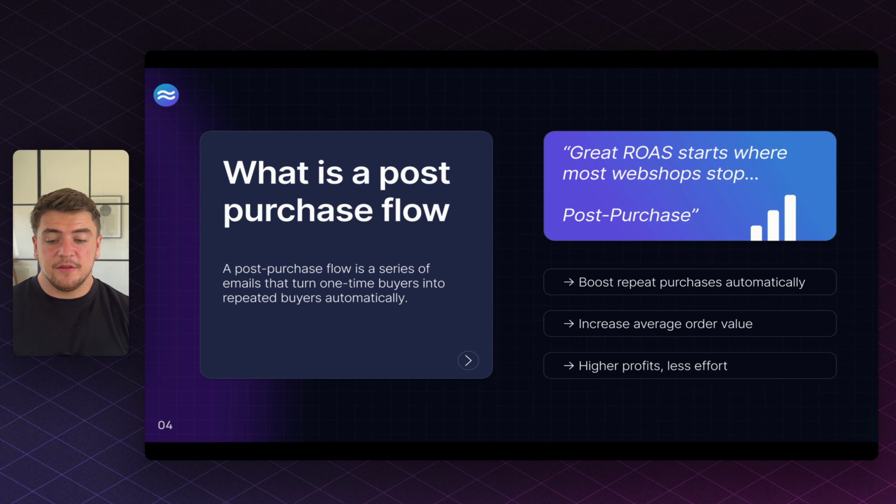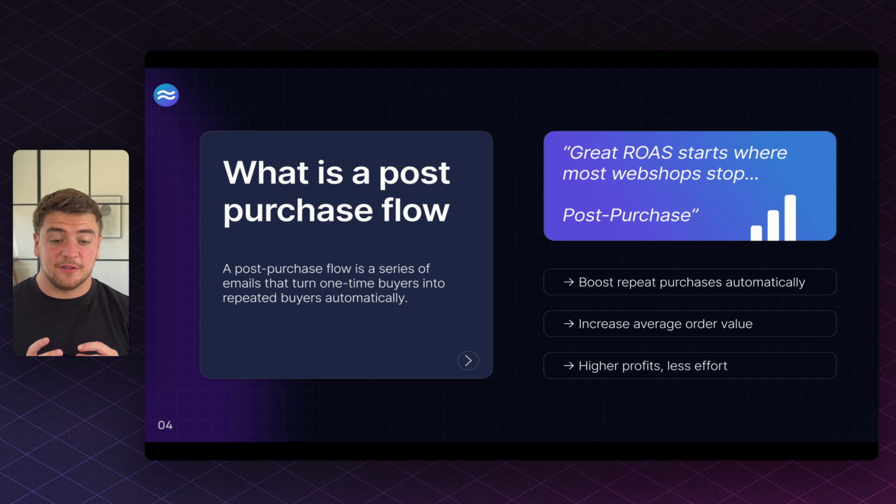So let's start with the basics. What is a post-purchase flow? A post-purchase flow is a series of emails that turn one-time buyers into repeated buyers automatically. So we're going to target the customers that already bought with us immediately after they've purchased. Like I said, that is because they're high in emotion, they already placed an order, they're in a shopping mood, so we have to keep them warm, and that's why we give them an extra incentive to buy from us.